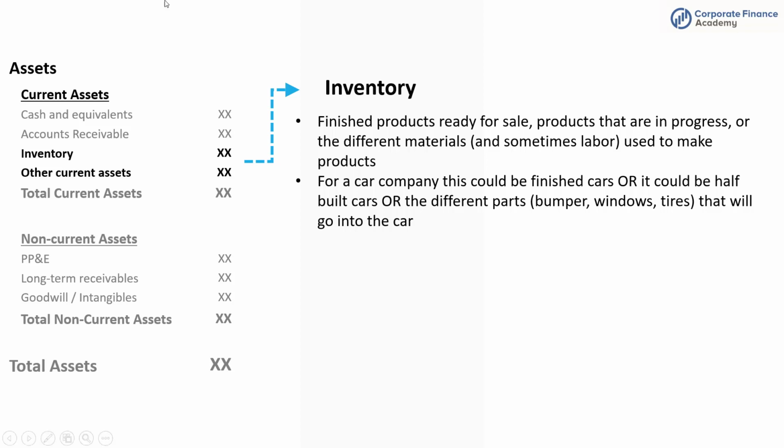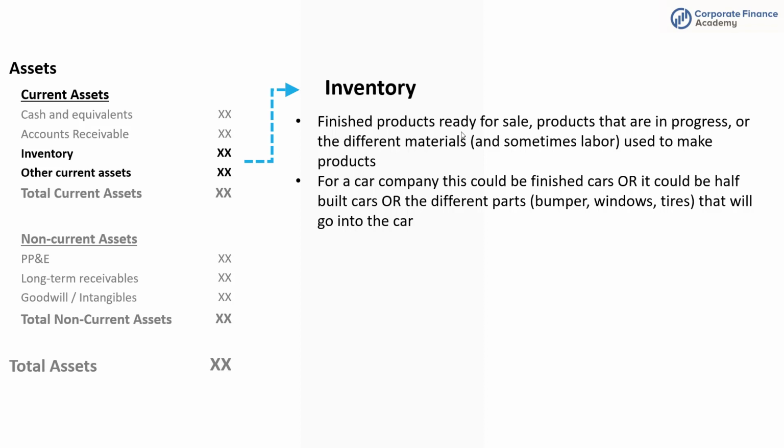As we work down the left side here, next is inventory. So inventory are finished products ready for sale. They could also be products that are in progress of being built, or even some of the raw materials or labor that are being used to make that product.